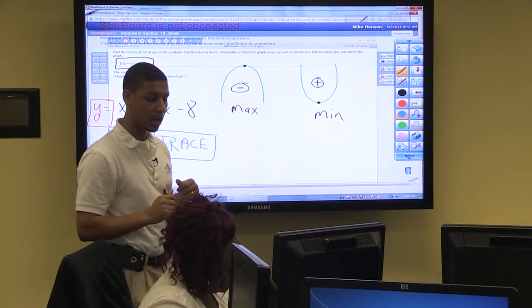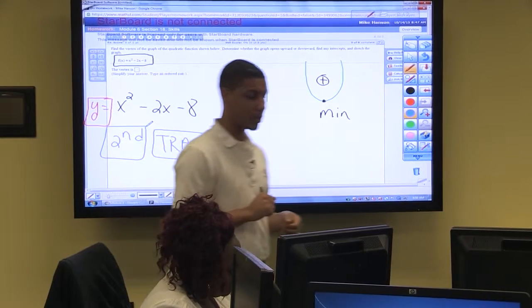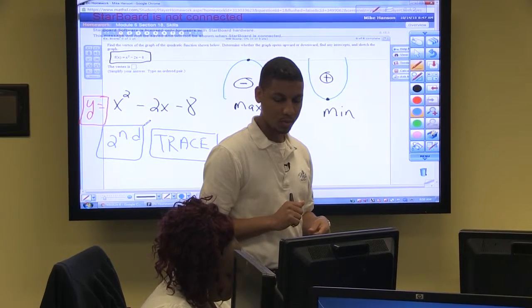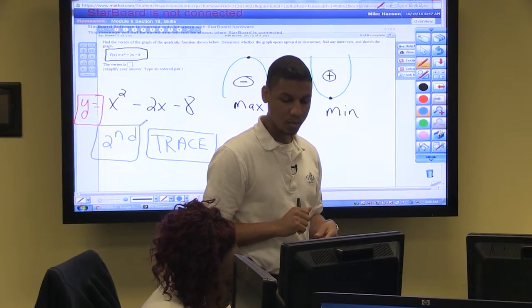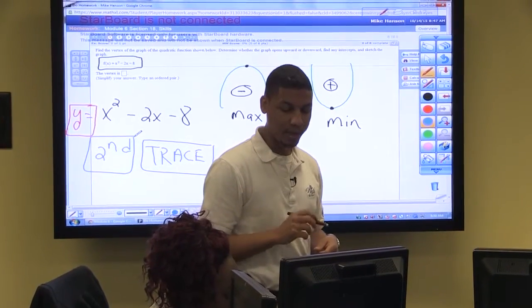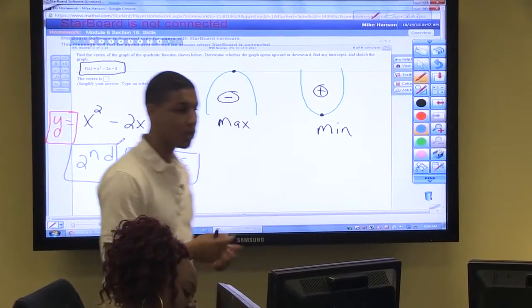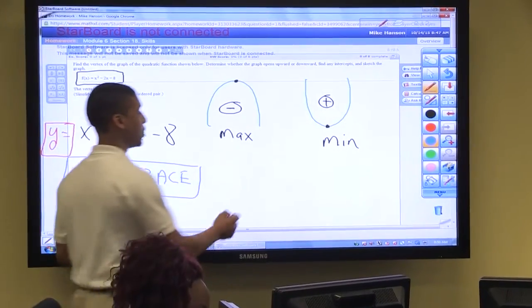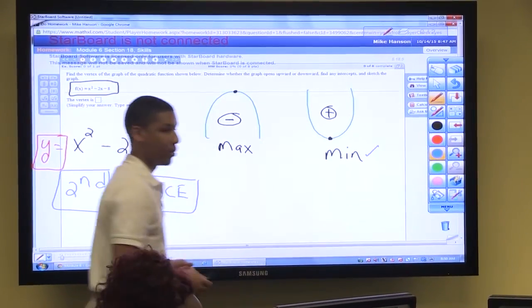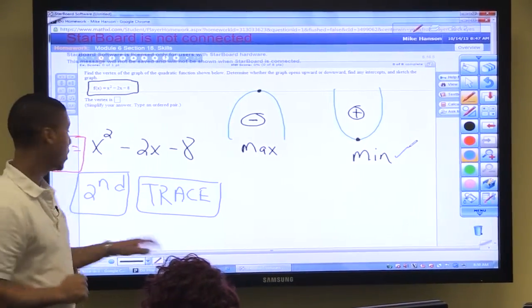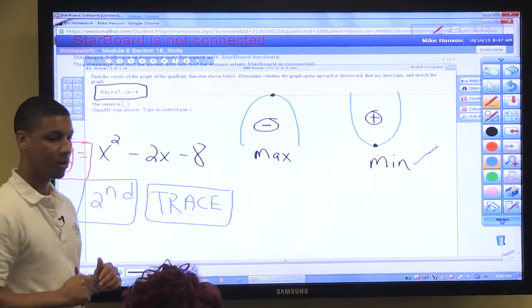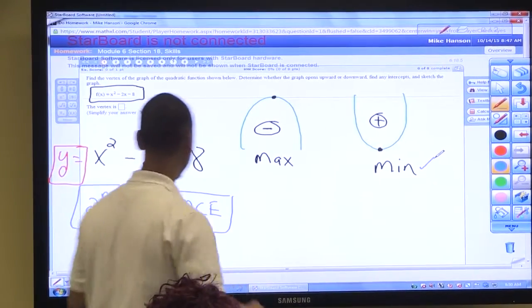Another way to look at it is I want you to hit zoom 6. Just in case you forget, zoom 6 actually shows you what the graph looks like, and then you can easily choose that it's going to be a minimum. Make sense? All right, so go back and do it now. Second trace, minimum, and hit number 3 for me.